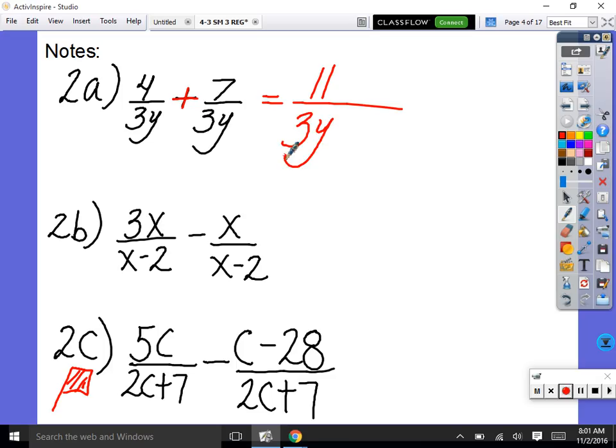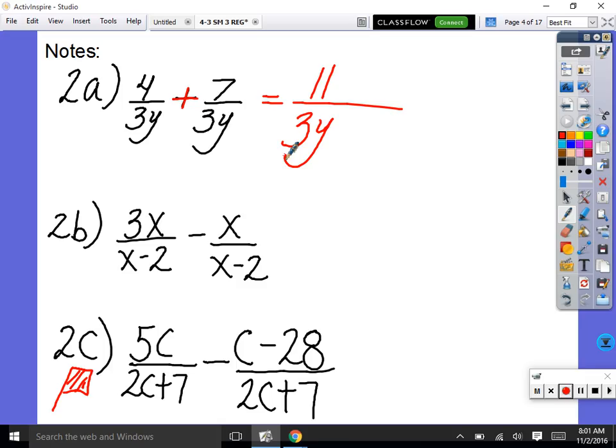Now, we do not need to restrict our domain today. We're going to assume all variables are, that we're just not going to restrict our domain today. Like, you don't need to say what y does not equal. Is everybody good with that? We're just going to focus on adding and subtracting. Now you'd say, okay, sweet, I performed addition. I'm good as long as it doesn't simplify. Does that simplify? Nope, so let's move on.